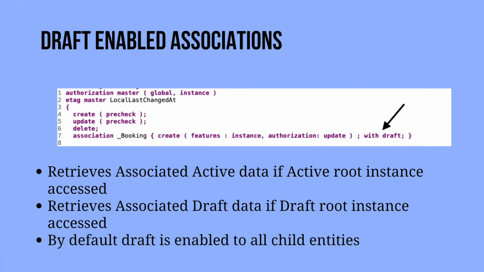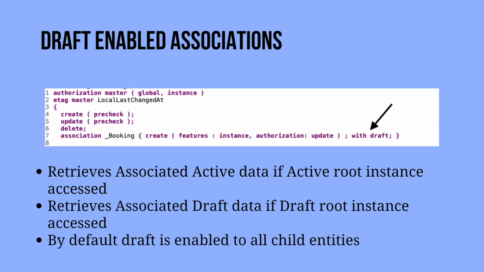And finally, if you want to enable draft for your business application, of course your associations also need to be enabled for the draft. Otherwise, we will get a lot of inconsistencies. So to avoid this, you have to use this with the draft, in your behavior definitions, wherever your associations are.